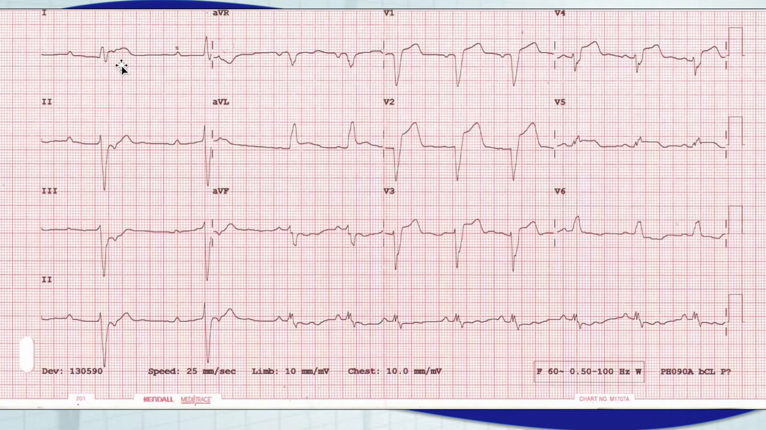Now, it's difficult with this one because it's equiphasic. So maybe that, I don't want to confuse you. The more obvious one would be AVL, if you're looking at one in AVL. AVL obviously has a terminal wave that's positive, and the ST segment is elevated.